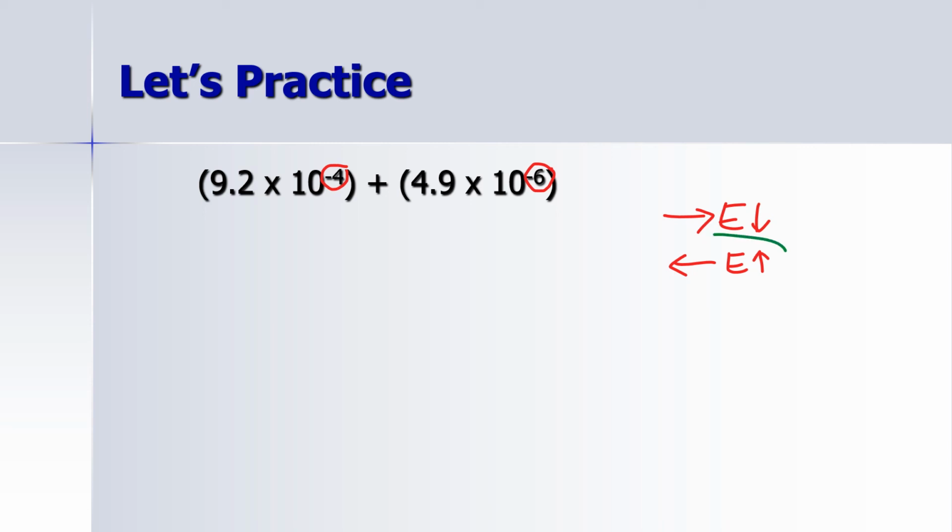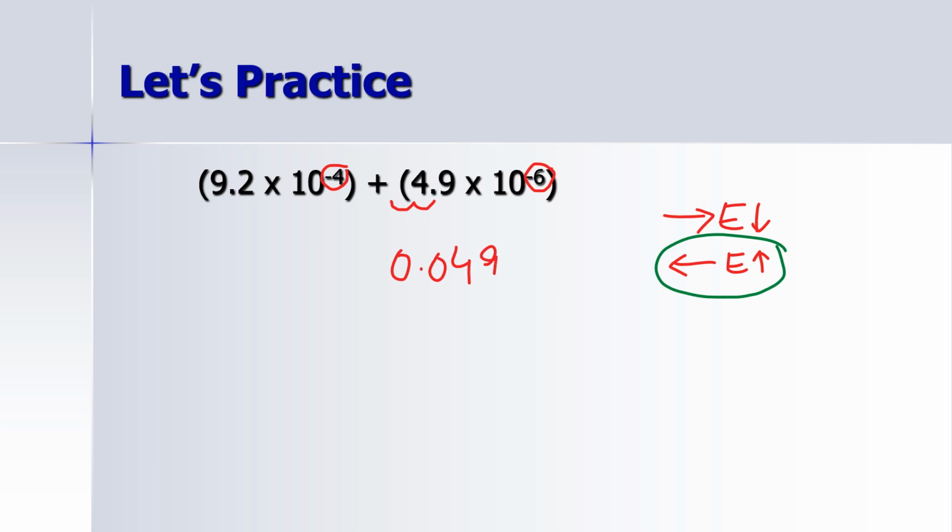So in this case, let's say I want to increase my -6 to a -4, because remember, these are negative numbers, so -6 is actually smaller than -4. So I want to increase my -6 to -4. That means I will have to move my decimal 2 times to the left. Why 2 times? Once again, the difference between -6 and -4 is 2. So here I will be moving my decimal 2 times to the left.